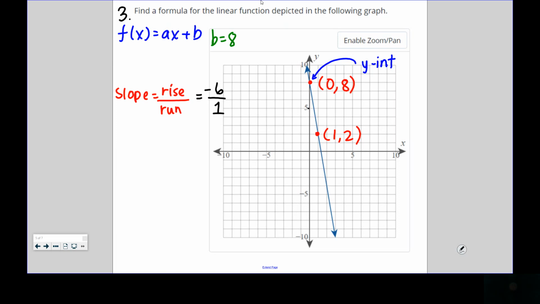So what does this slope simplify to? It's -6, right? So now we know the slope, we know the y-intercept. Plug it all in. You have f of x equals negative 6x plus 8.